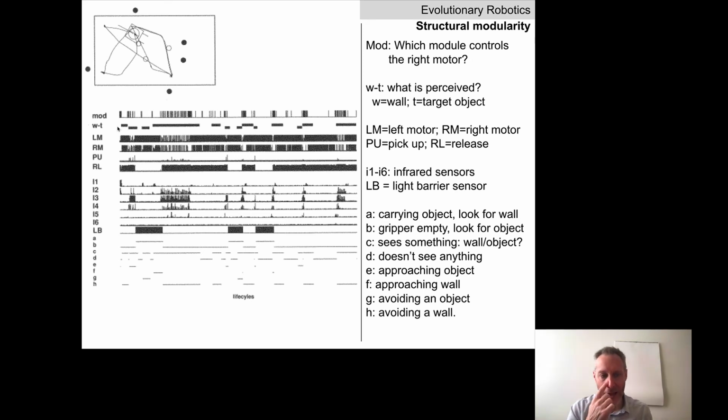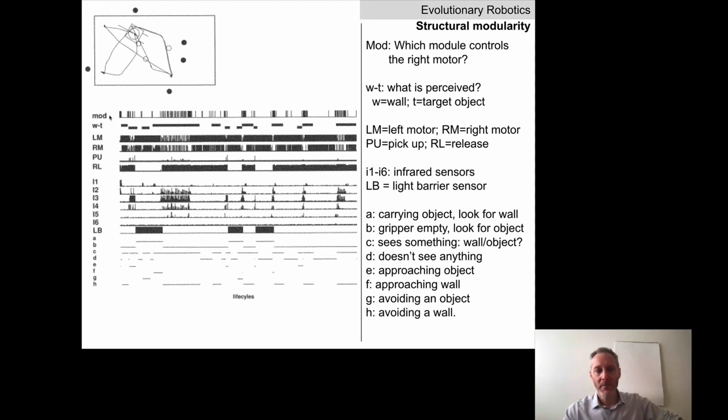Okay, let's have a look at W and T here. So this is sort of what the robot is perceiving. These values here, these are all coming directly from the robot's sensors and motors. These values here, these were written down by the investigators. Was the robot in front of a wall or target? The target object. So wall, target object, wall, nothing. Driving around looking for an object, wall, target, wall, target, and so on.